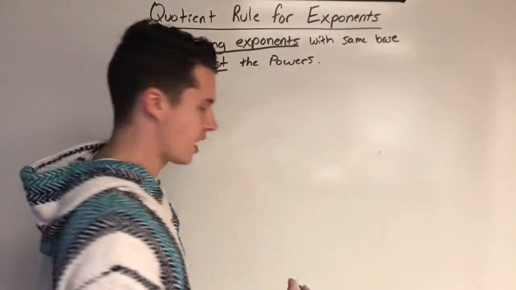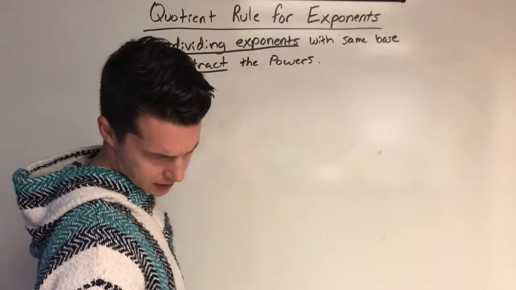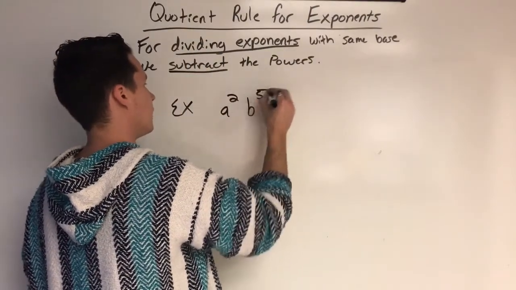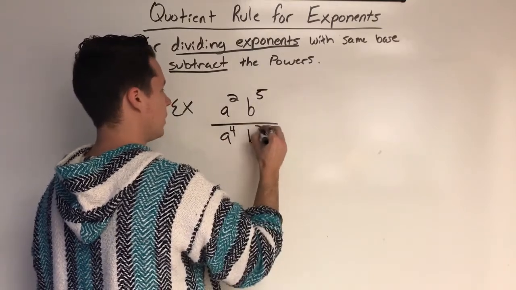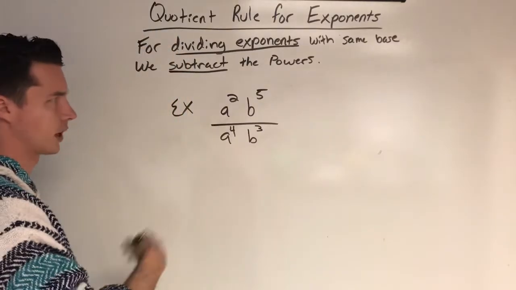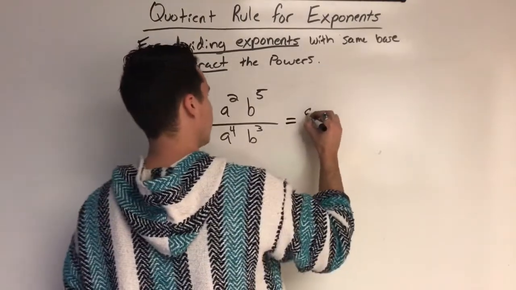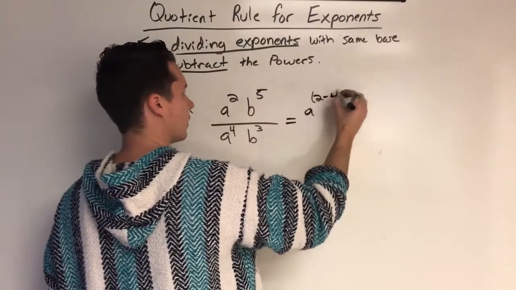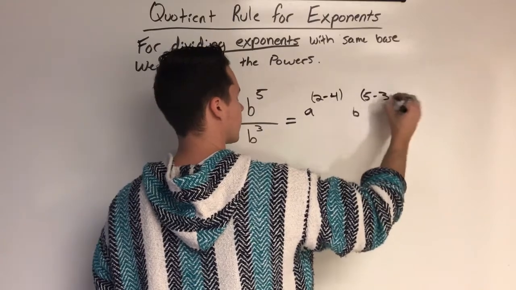All right, for a second example, let's add more to it. Let's say we have a squared b to the 5th divided by a to the 4th b cubed. Well, first things first, let's go ahead and rewrite this and break it down to just a subtraction problem. So this is going to equal, we'll have a to the 2, this one always goes first, numerator first, 2 minus 4, and then b to the 5 minus 3.